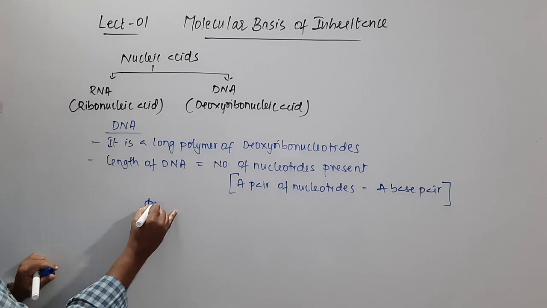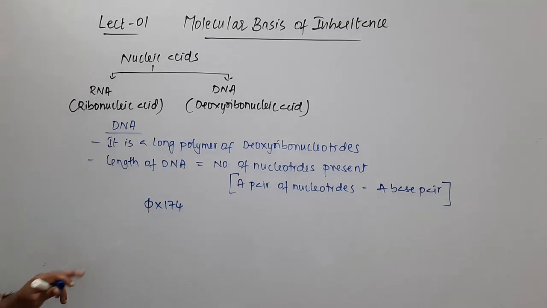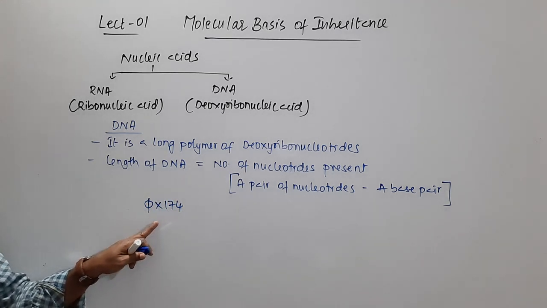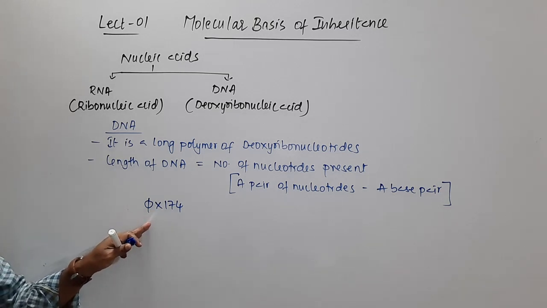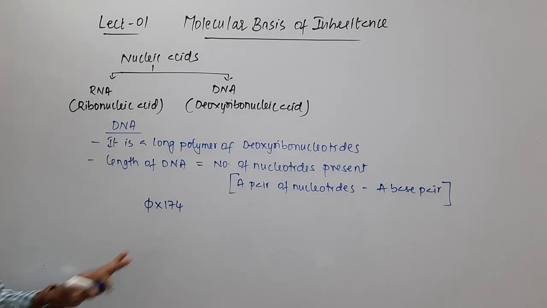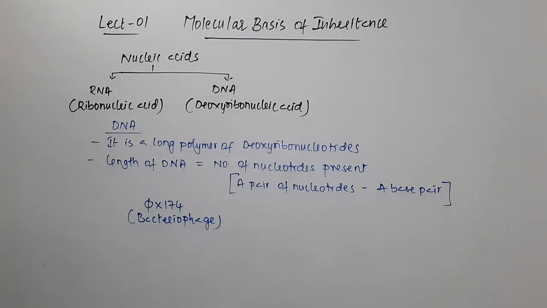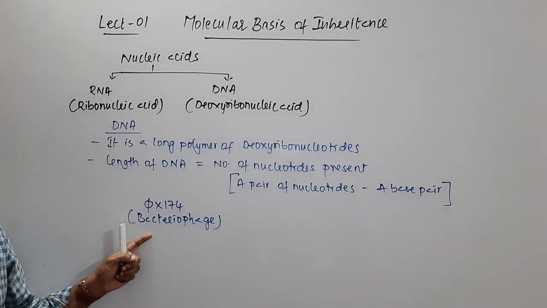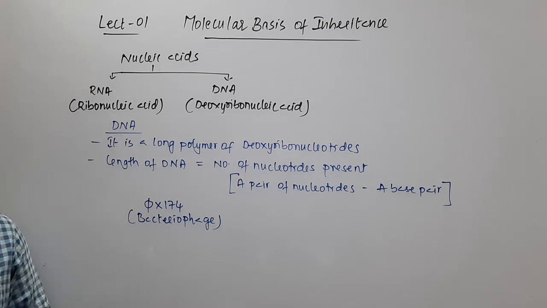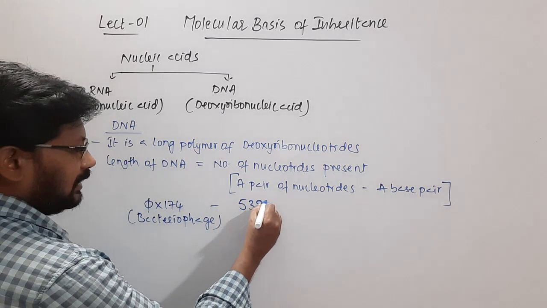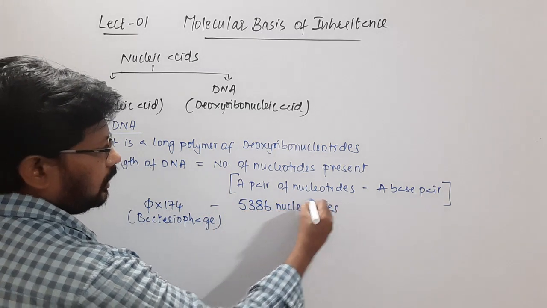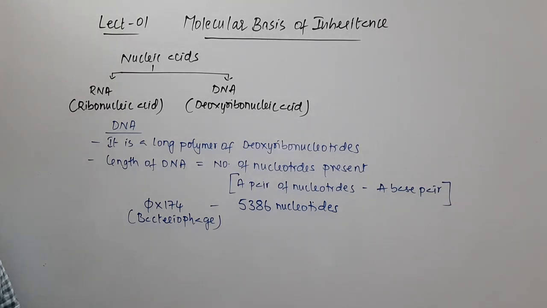There is a phi x174. It's called phi x174. This is not a multiplication, so no need to multiply the phi value with 174. This is a bacteriophage. We know a bacteriophage is a virus that infects bacteria. So phi x174 is its name, and it has 5386 nucleotides present in this bacteriophage.